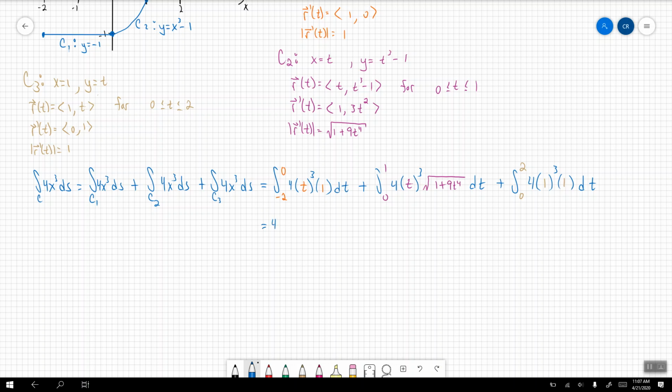All right, so I'm going to factor out a 4 here. So it's going to be 4 multiplied by the integral from -2 to 0 of t cubed dt, plus, once again factoring out a 4, the integral from 0 to 1 of t cubed multiplied by the square root of 1 plus 9t to the 4th, dt, plus 4 times the integral from 0 to 2 of 1 dt.